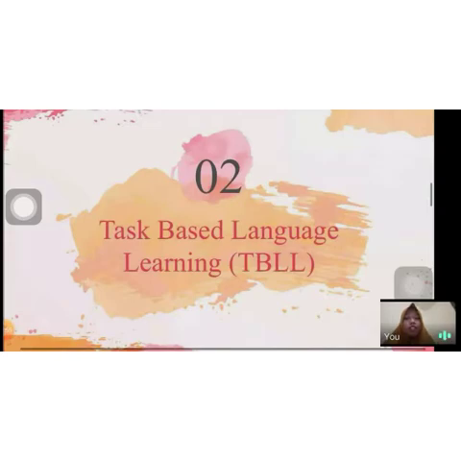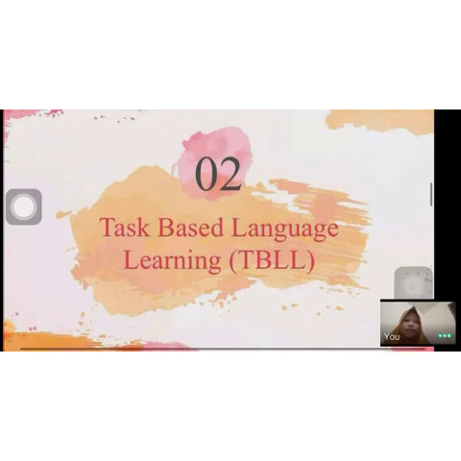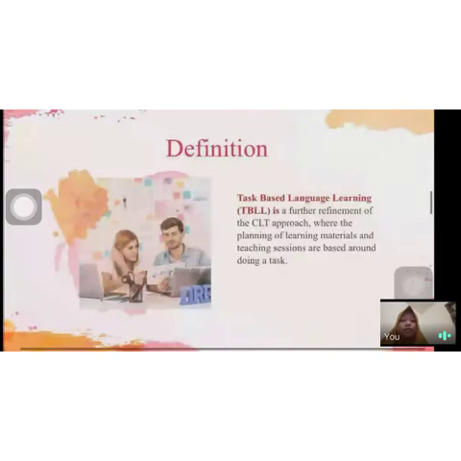Task-based language learning or TBLL. TBLL is a further refinement of the CLT approach, where the planning of learning materials and teaching sessions are based around doing a task.